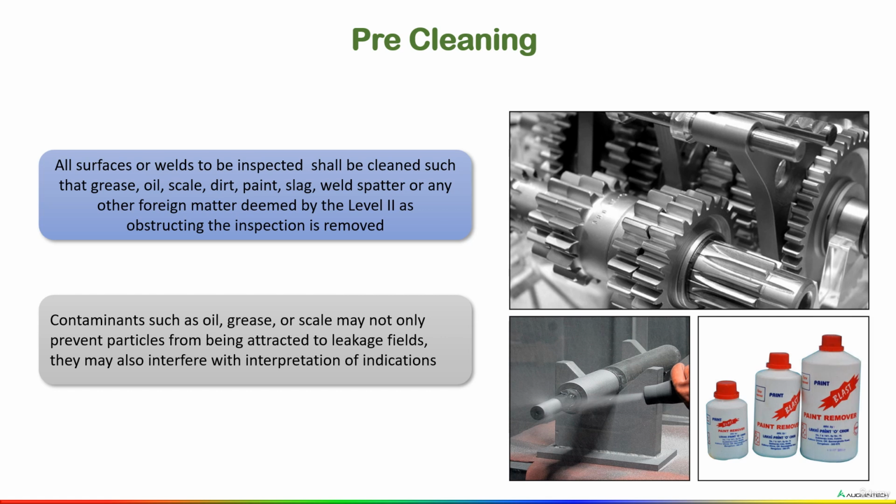The pre-cleaning is done because contaminants such as oil, grease, or scale may not only prevent particles from being attracted to the leakage field, they may also interfere with the interpretation of the indications. So, a cleaning process is required to remove all contaminants, foreign matter, and debris that might interfere with the application of current or with the movement of the magnetic particles on the test surface. It should be kept in mind that the cleaning process used must not reduce the effectiveness of the inspection process that follows.